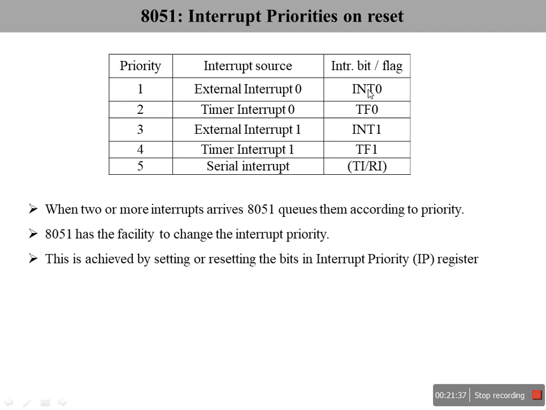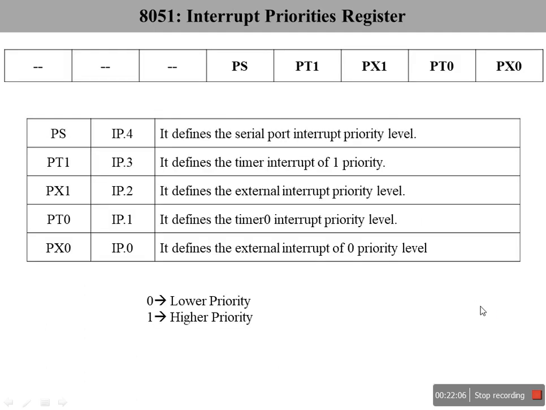So it is possible to change the priority dynamically in the application by enabling or disabling certain bits in a special SFR. The special SFR we call the interrupt priority register. So this is achieved by setting or resetting the bits in the interrupt priority register. There is a dedicated SFR of 8051 called interrupt priority, which will modify the existing interrupt priorities. Okay, let's look at this SFR.